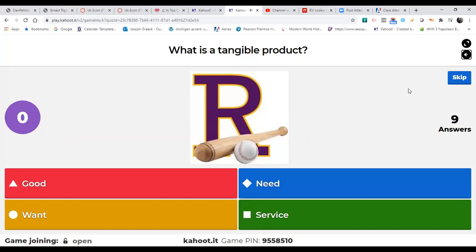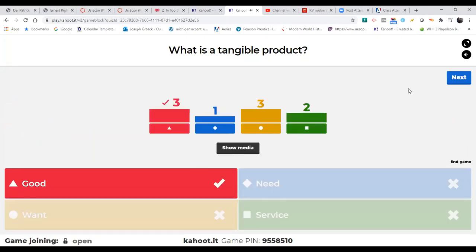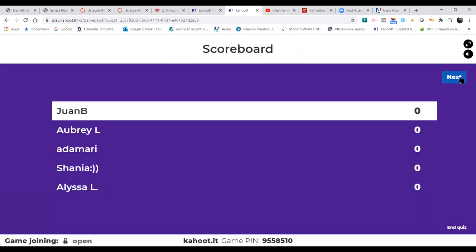It's kind of hard with the Zoom thing because you have to go back and forth. Well, just keep the one tab because you should still hear my voice. So keep the Kahoot open. Remember, a tangible product is something that you can hold in your hand, so it's a good, right? A service would be something like you get your hair done at a salon, you get your hair cut at a barber shop, etc. All right, Juan in the lead.